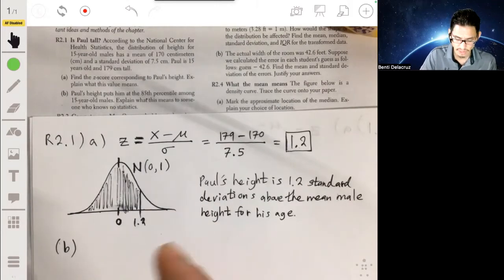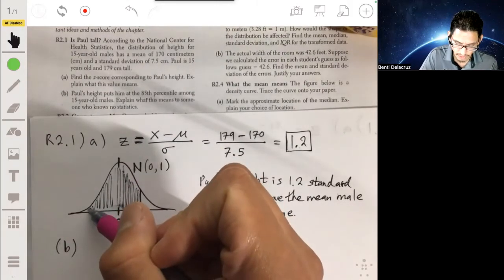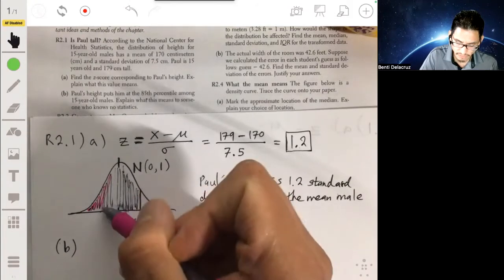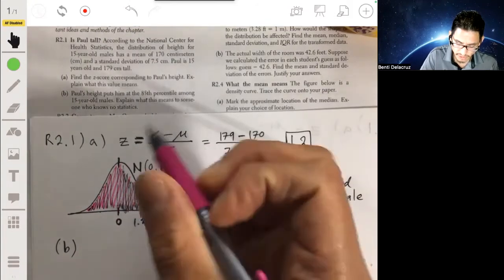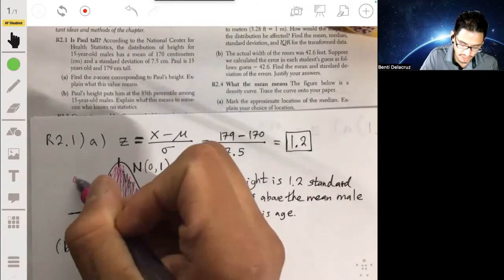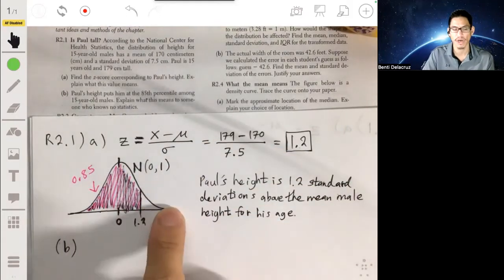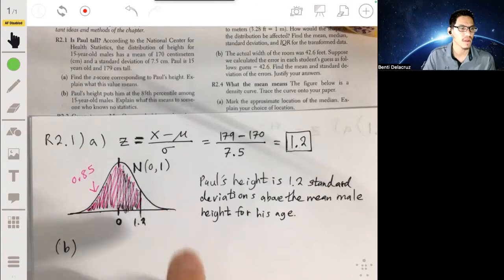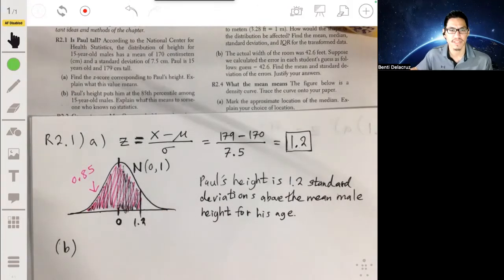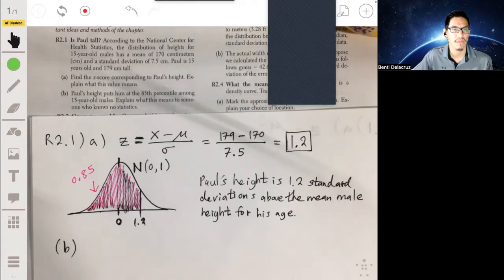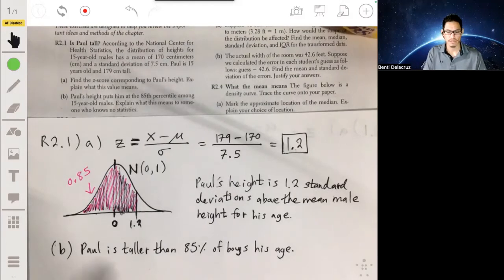In other words, in a graph, visually, this shaded region would correspond to an area of 0.85, because remember the total area has to be 1 on our normal curve. So we just have to say something like that: Paul is taller than 85% of boys his age.